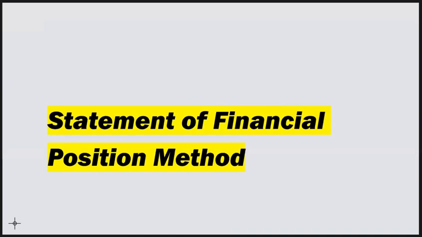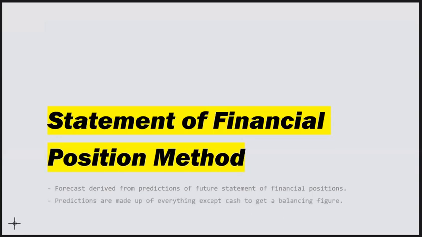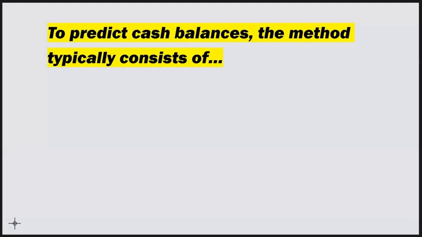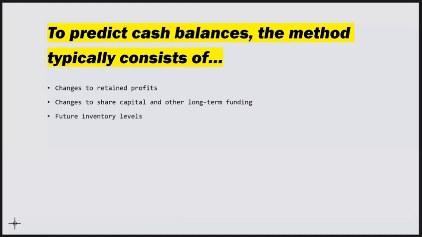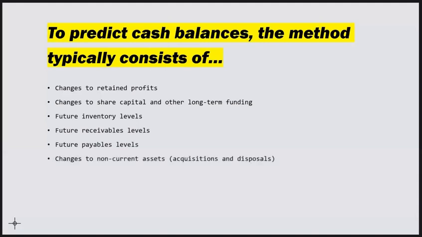The next option that an entity may choose is to use the statement of financial position method. So with this, the forecast is going to be derived from predictions based on the future statement of financial position. These predictions will be made up of everything except cash in order to get to a balancing figure. So when using this method, the cash balances need to be predicted. For doing this, the method will typically consist of changes to retained profits, changes to share capital and other long-term sources of finance, future inventory levels, future receivables levels, future payables levels, and any changes to non-current assets, any acquisitions that may arise, and any disposals that a business may decide to use within that year.